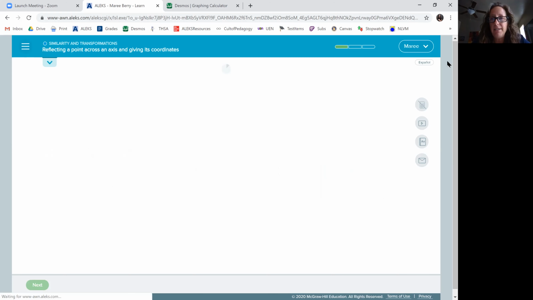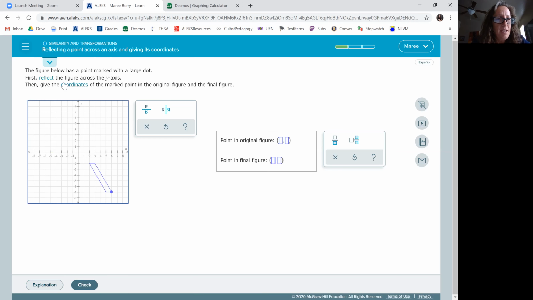Wow, I didn't know they reflected it for you. That's cool. I thought we had to do that. Okay, so it says to reflect it across the y-axis. So that's this one. So we want it to look like the mirror. We want to put our line right there, and it actually does the reflecting for us. I can't get over that.